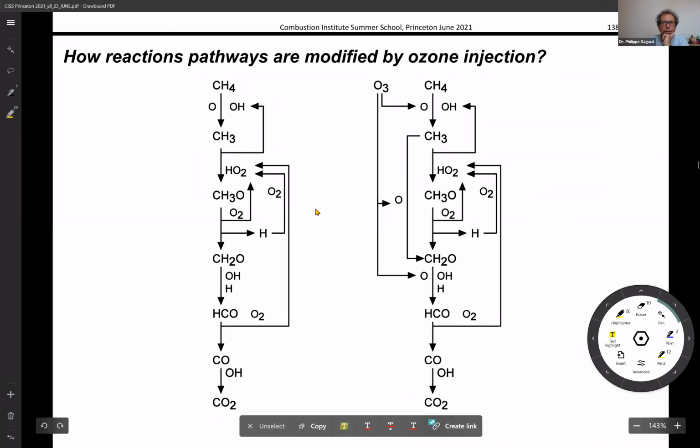And the overall effect is that there is a faster oxidation of methane by addition of ozone.